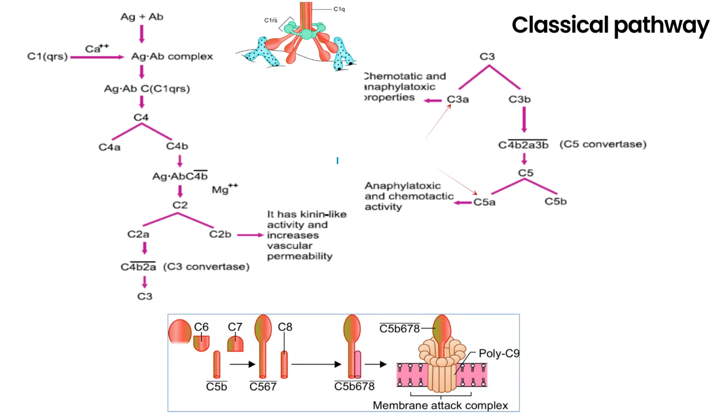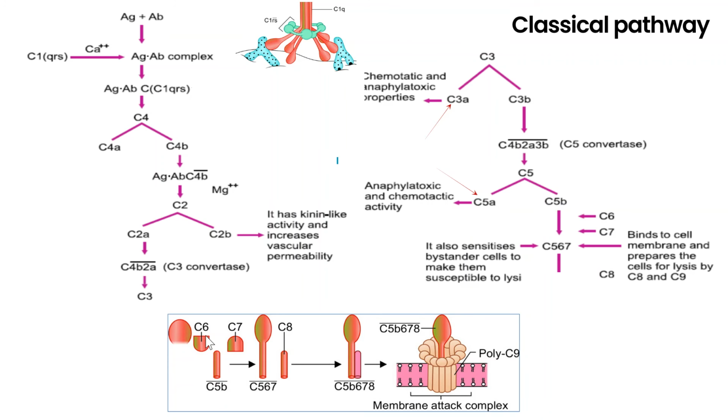And C5b is again a larger molecule that joins the cascade, and once it is there, it attracts C6, 7, 8 and 9. Now C9 is a polymer, so all these proteins, C5 to C9, get inserted into the cell membrane of the cell to which the antibody is attached, and form a pore like structure through which all the cytolytic content will leak out. So this C5 to C9 is known as the membrane attack complex, and that's how it performs cytolysis. So that's about the classical pathway.